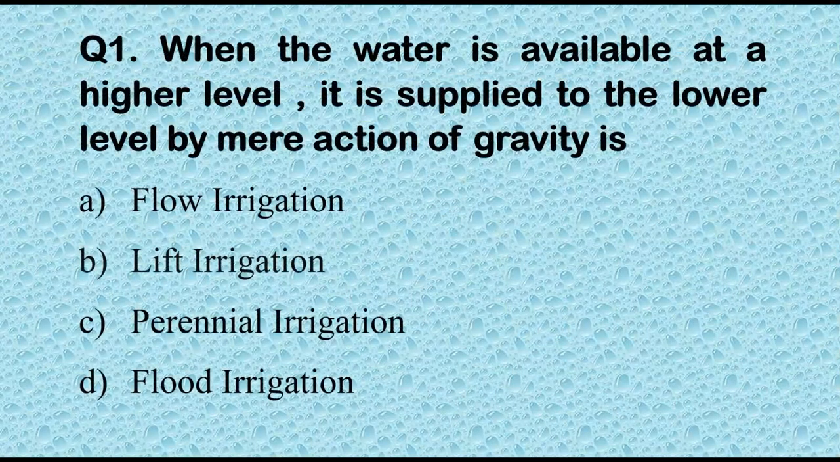Question 1. When the water is available at a higher level, it is supplied to the lower level by mere action of gravity. The right answer will be option A, flow irrigation.